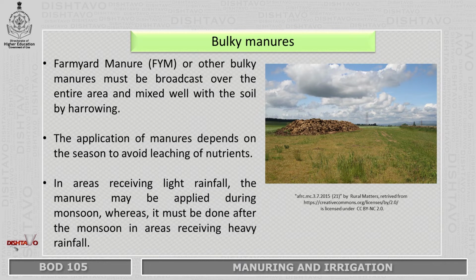The first is bulky manures, that is farmyard manure or other bulky manures, which must be broadcast over the entire area and mixed well with the soil by harrowing. The application of manures depends on the season to avoid leaching of the nutrients. In areas receiving light rainfall, the manures may be applied during the monsoon, whereas it must be done after the monsoon in the areas receiving heavy rainfall, so that the manure is in the soil for the uptake of the plant.